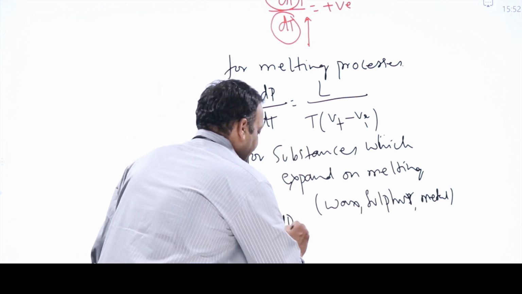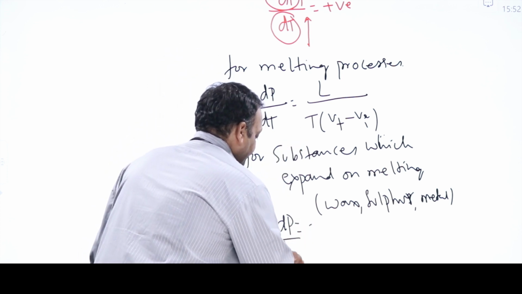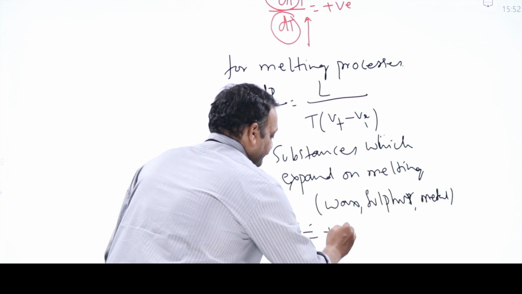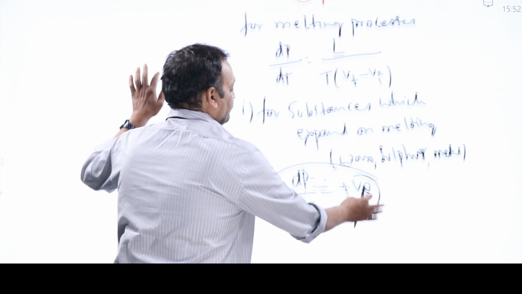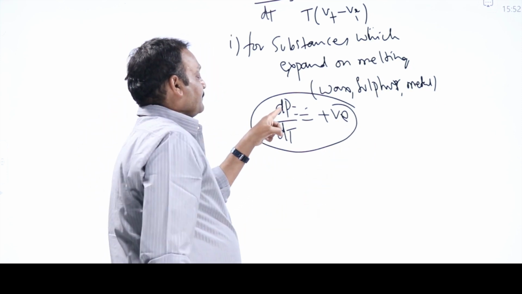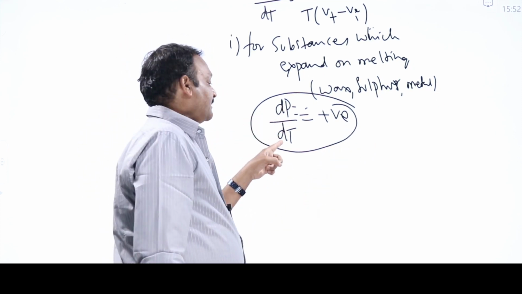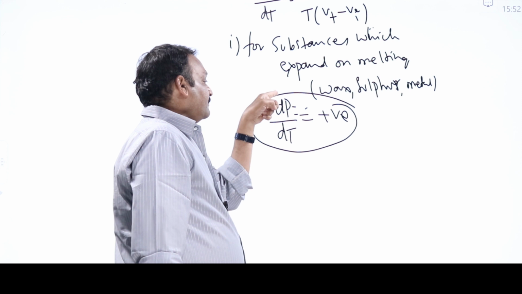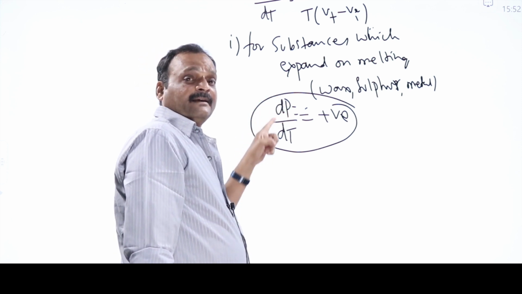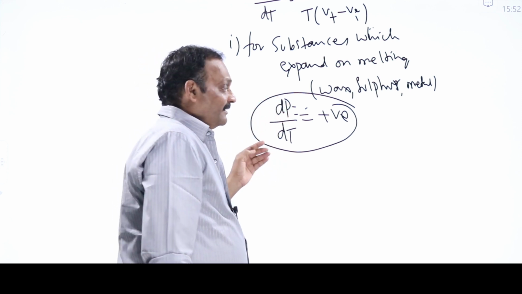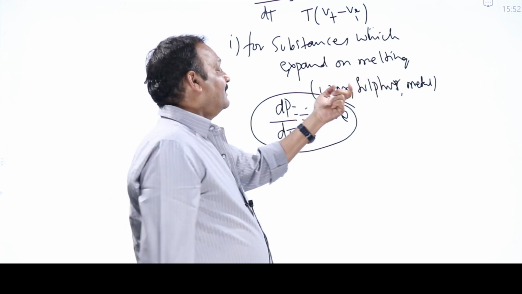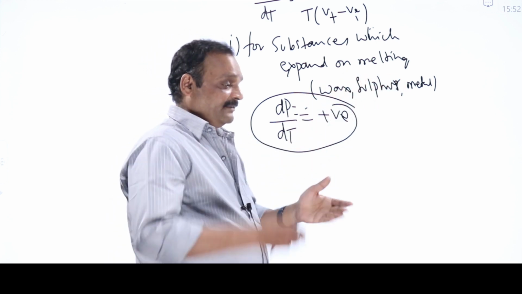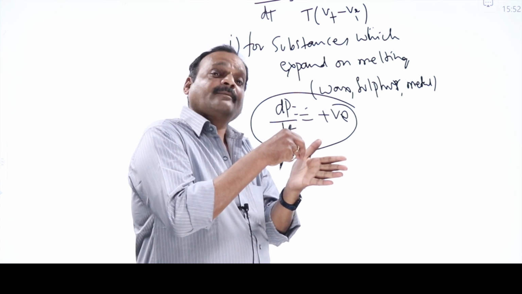So dP/dT will be positive. dP/dT being positive implies that whenever you increase the pressure on the system, its melting point increases. When you decrease the pressure on it, the melting point decreases. This is for substances which expand on melting, like sulfur and wax. When you increase pressure on them, their melting point will increase.